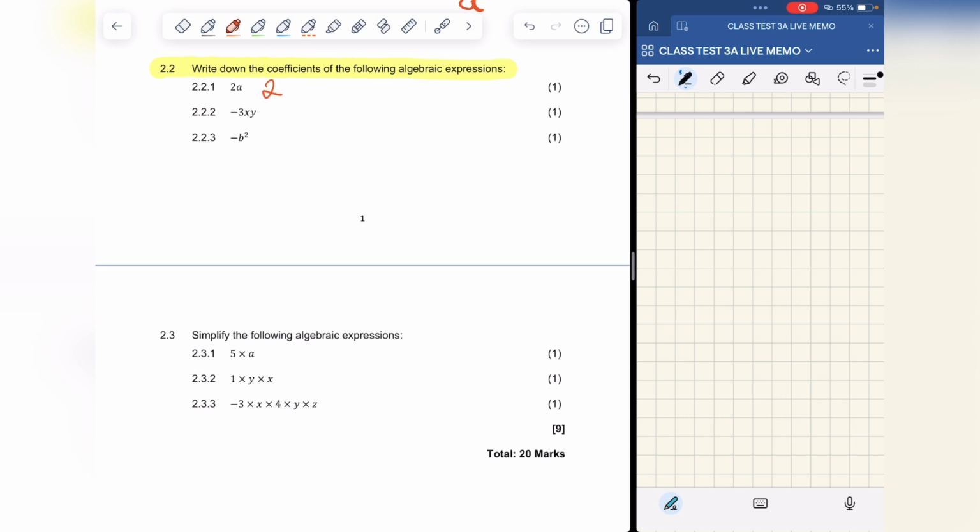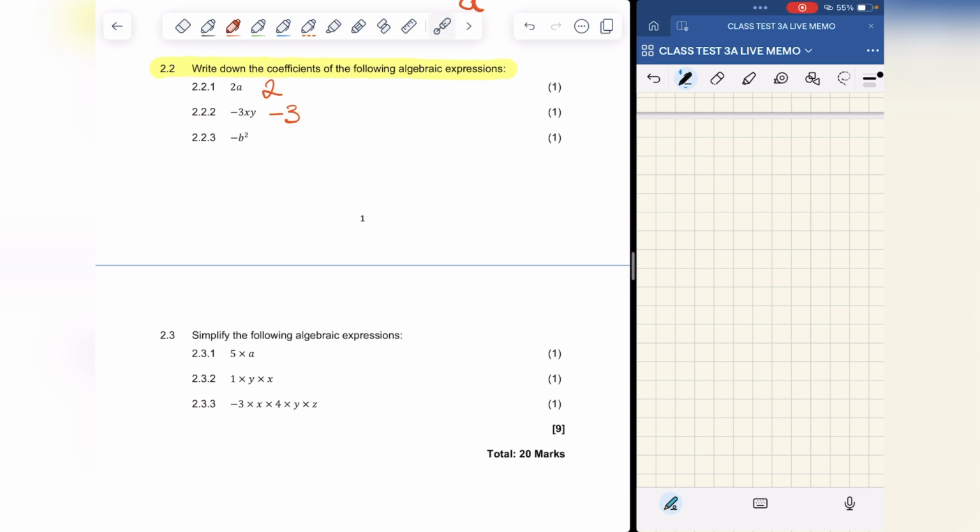Then with number 2.2.2, the coefficient here again would be the number that's attached to the variable, or variables in this case. So here we got xy. Okay, so the variables there are 2 of them. They are all attached because this is just one term. So the number that's attached to the variables again here is -3, and not just 3. Remember, the negative belongs to the number there. So my coefficient is -3 and not 3. Many of you wrote just 3. You need to include the sign.